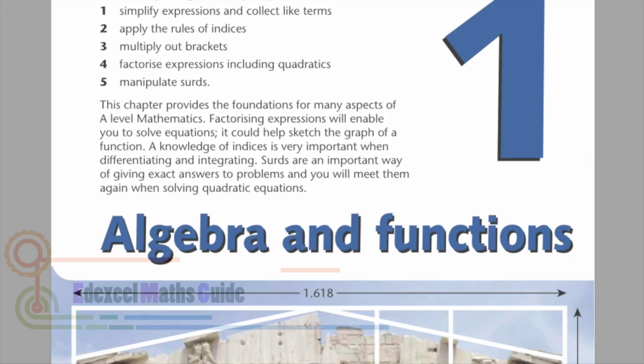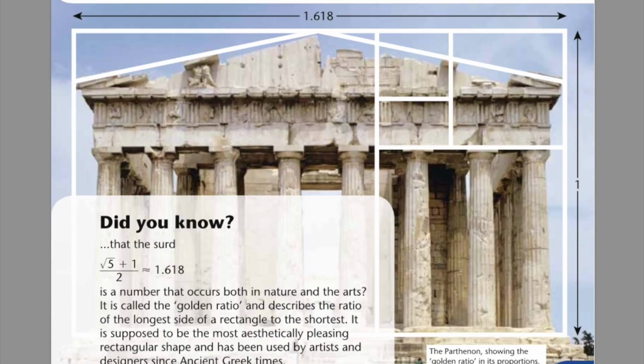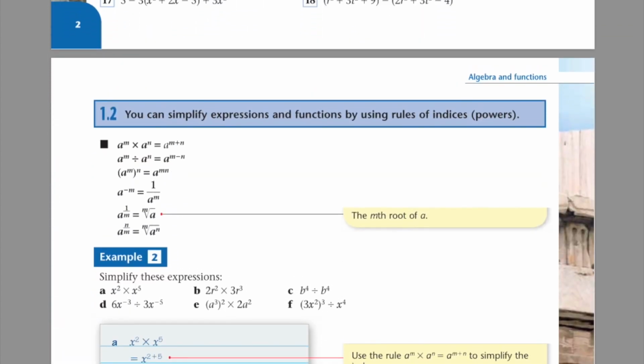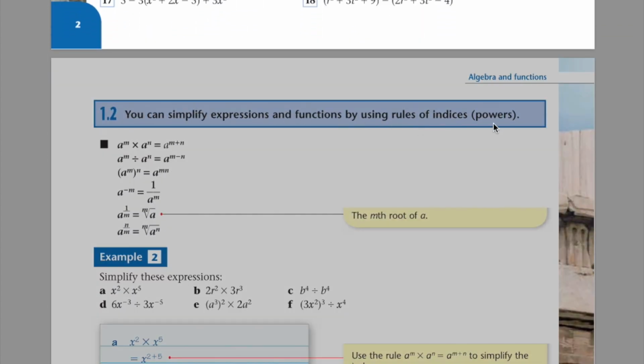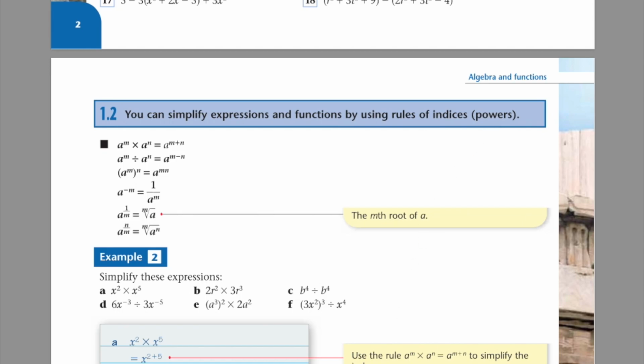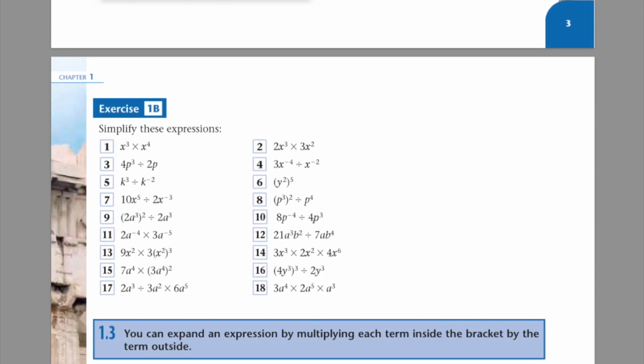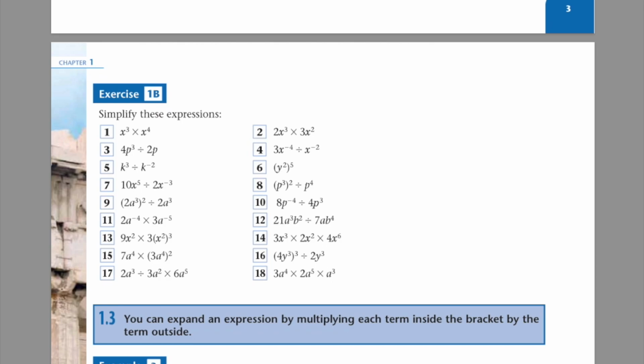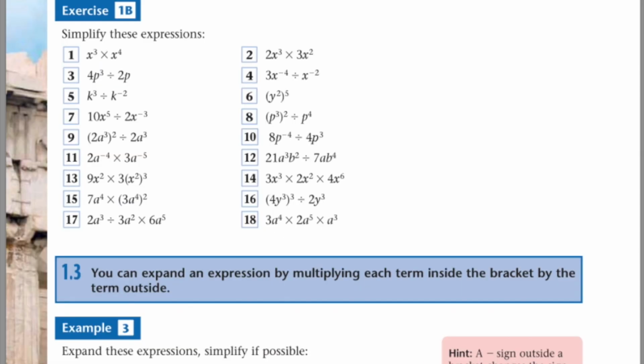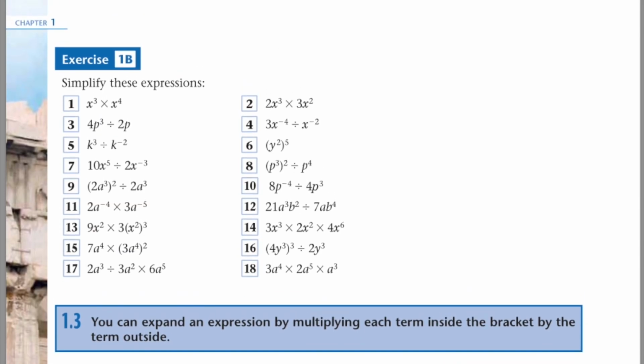Let's get started. Now, I will assume that you've already had a lesson on the subject 1.2 that you can simplify expressions and functions using rules of indices, and I will move straight to the exercises in 1B. If you hadn't had that lesson yet, or if you didn't understand it and you want a bit of a revision session on the topic, then comment that down below and I'll make you guys a video explaining this section.